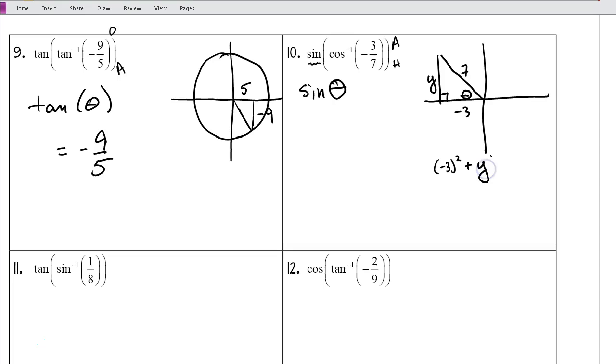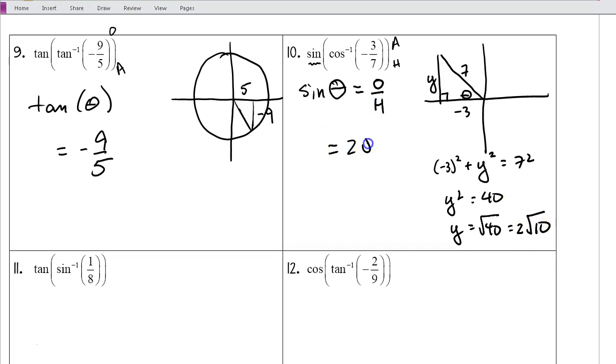So -3 squared plus y squared equals 7 squared. So this gives us y squared is equal to 40, which means that y is equal to square root of 40. So that's 4 times 10. So that's the square root of 4 is 2 times the square root of 10. Okay, so now I can find the sine of theta. That's going to be the opposite over the hypotenuse. The opposite side we just figured out was 2 root 10 over the hypotenuse, which is 7.